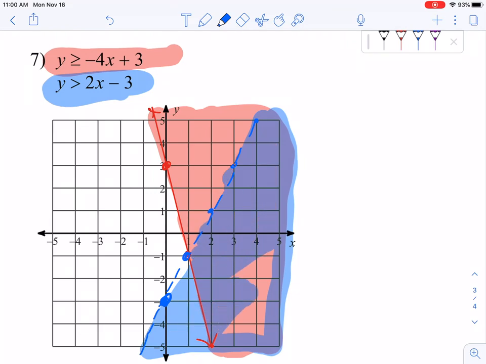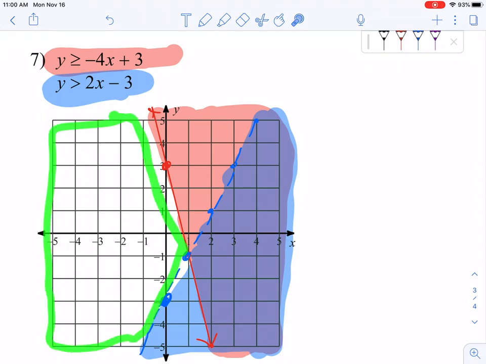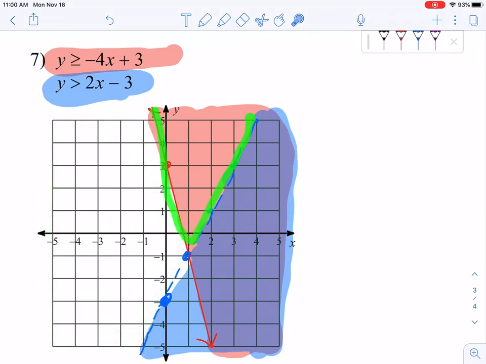So again, I've created 4 sections here. I have this piece where all of the points in here are not solutions. They would not work for either of our equations. Everything in here would work only for our red equation. Everything in here would be a solution only for our blue equation. And everything in here is a solution to both equations, which is what we want.